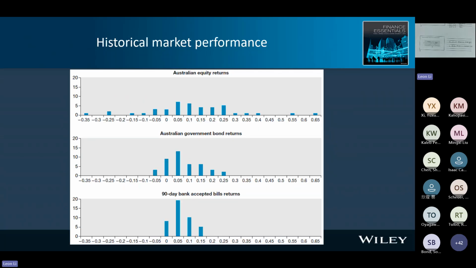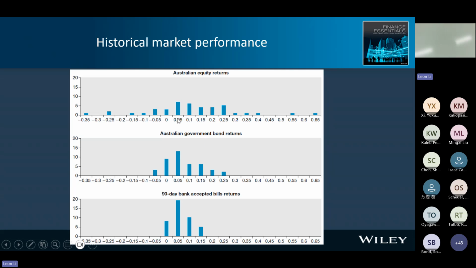Okay. Next slide, we show you the realized data. So historical market data. Here we consider return on equity, that means stock, and the return on bonds. We have government bonds, and return on bills, 90 days, that means short-term bonds, right? So we show you the real-life data. We have return of stock, return of bond, and we have long-term bonds and short-term bonds.